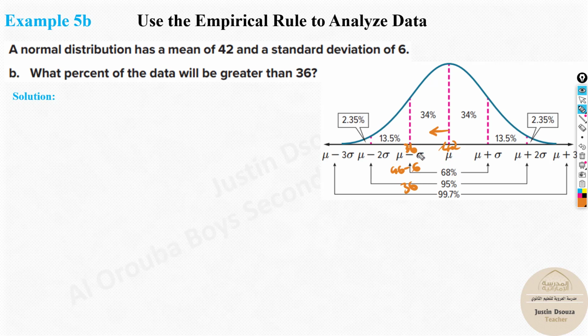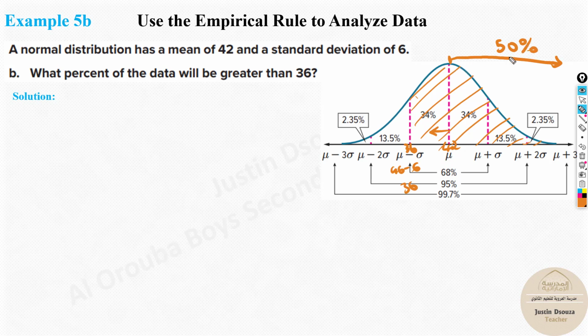So this is 36. What percent of data will be greater? Now this is important, not less than. What percent of data will be greater? All this is greater than 36. Now how do you understand how much percentage? Keep adding. We know this much. See the mean, where the mean is, from the mean to here, it is 50%, right?